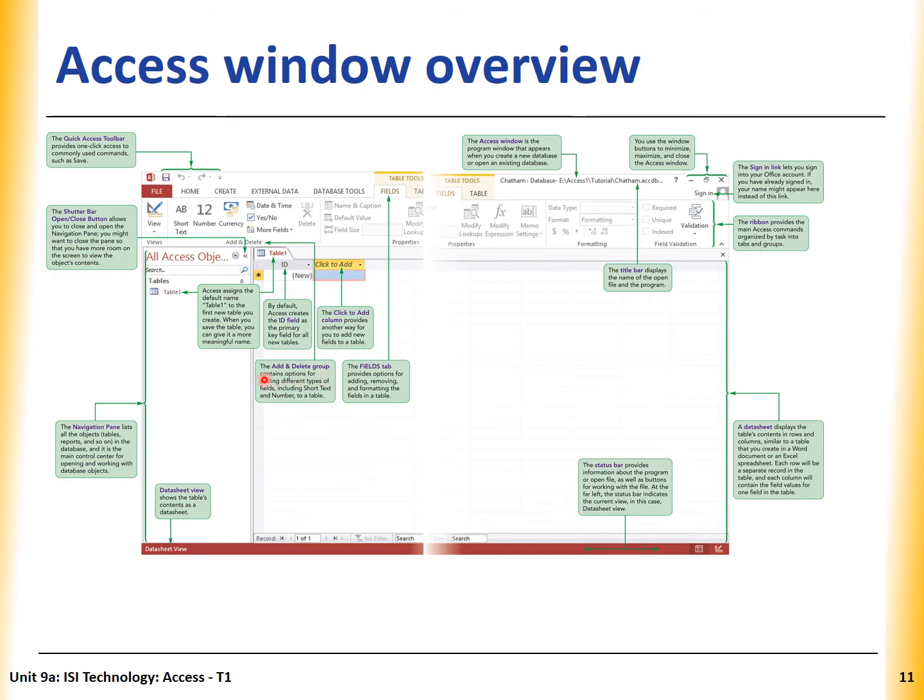The Add and Delete group contains options for adding different types of fields, including short text and number, to a table. This one, you can see, Click to Add. The Click to Add column provides another way for you to add new fields to a table. This tab over here, the Fields tab, provides options for adding, removing, and formatting the fields in a table. Here you have the Access window title bar and the status bar.